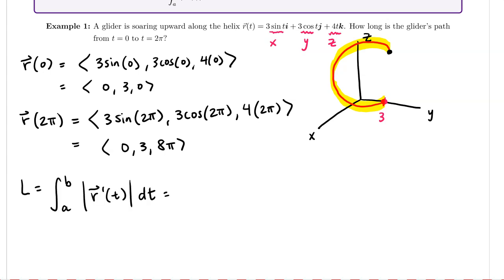All right, so I've just rewritten the arc length formula here. In order to use this formula, we need to find the derivative of r. If we do that, we end up getting 3 cosine of t, negative 3 sine of t, and then 4. Now what we'd like to do is take the magnitude of this vector.